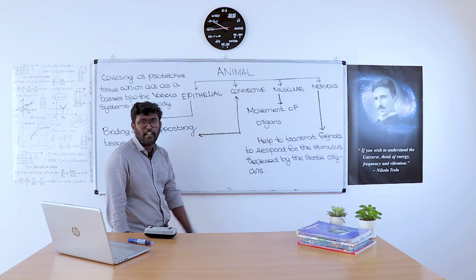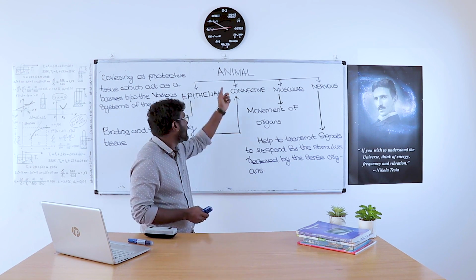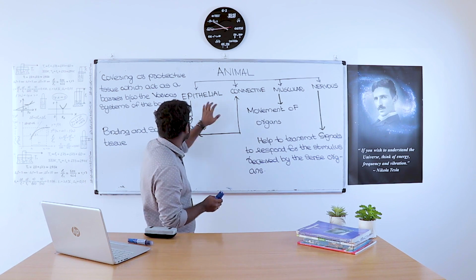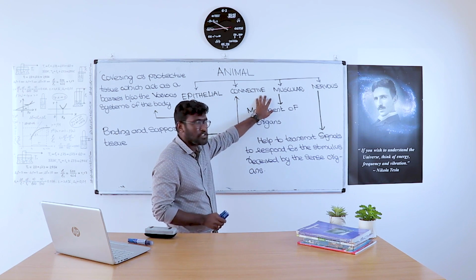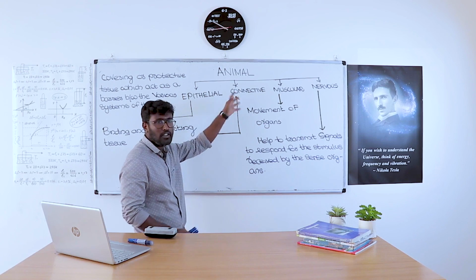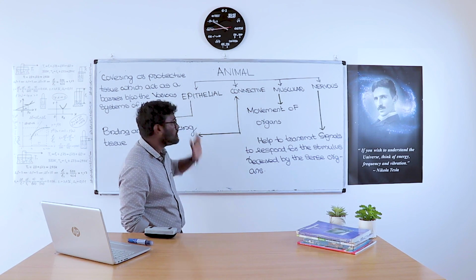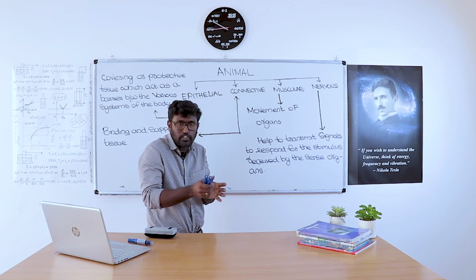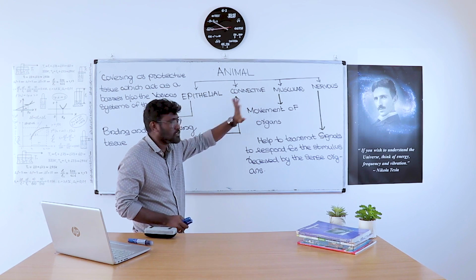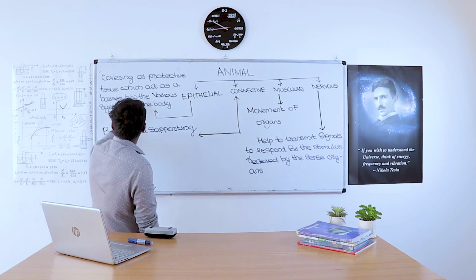So moving to the animal tissue, as we already studied about plant tissue, right now we are in animal tissue. Animal tissue is divided into four: epithelial tissue, connective tissue, muscular tissue and nervous tissue. All the subdivisions also have further subdivisions that we will discuss later. What is meant by epithelial tissue?